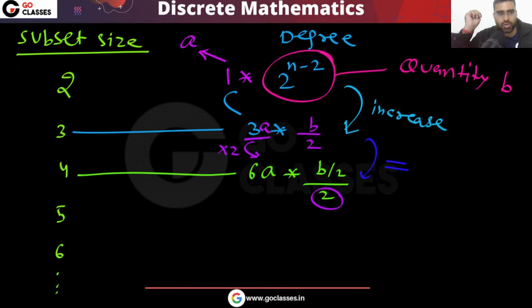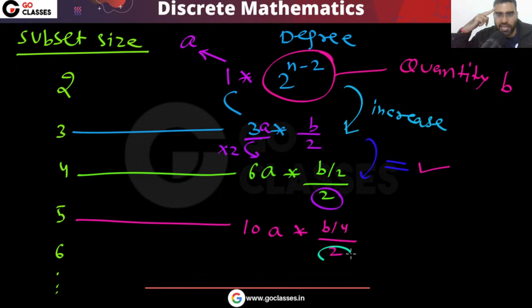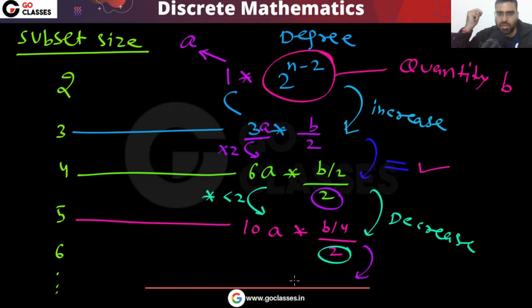Okay, what about this? Now here you are doing 10a. But again, you are dividing by 2. You are dividing by 2, but you multiplied with less than 2. So, can I say this is a decrease? Now, this decrease will keep happening, because you will divide by 2 but you will not multiply with 2.